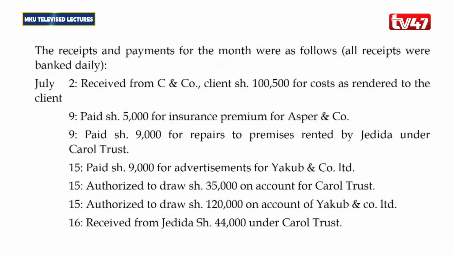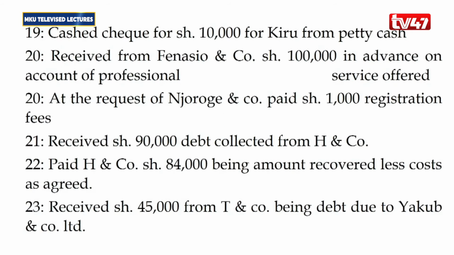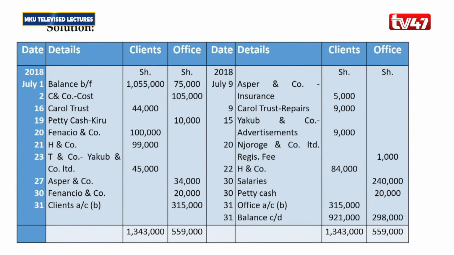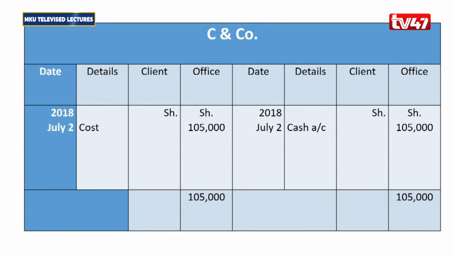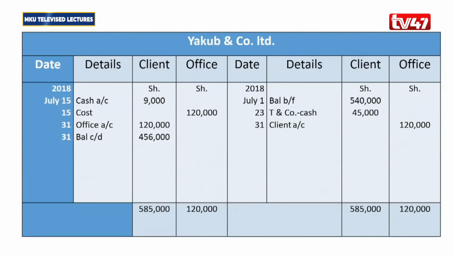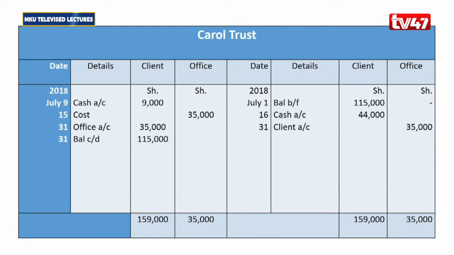Then, of course, we can look at another example. On the 16th, we are receiving from Jedida and Company at the Carol Trust. If this is going to happen, we will be debiting our cash book with that particular cash. And then, of course, we go to Jedida at the Carol Trust, sorry. And you go to Carol Trust, you realize that that money is deducted from there.